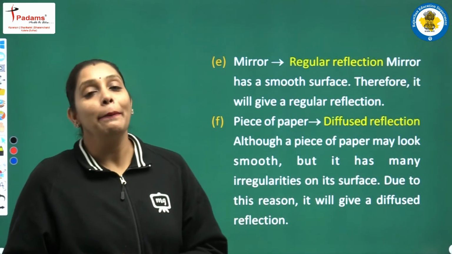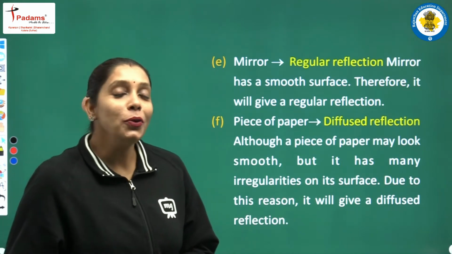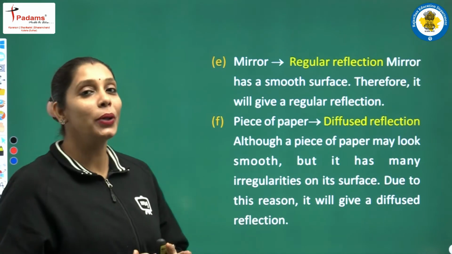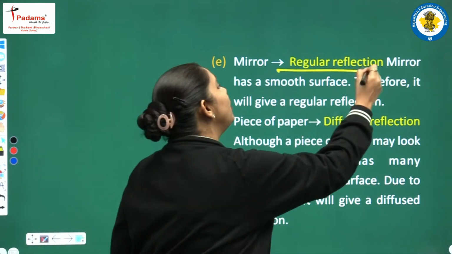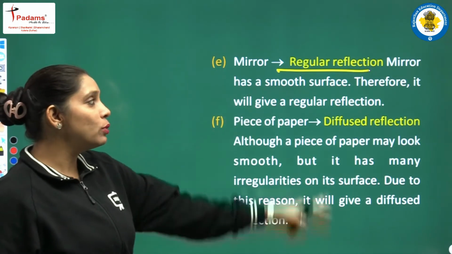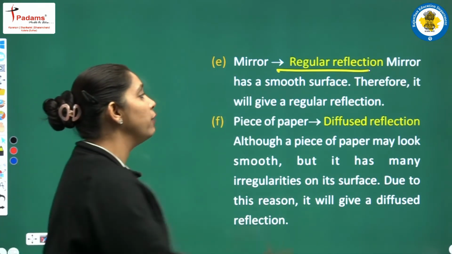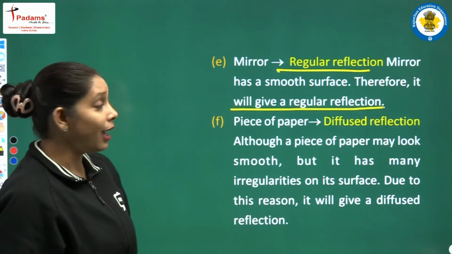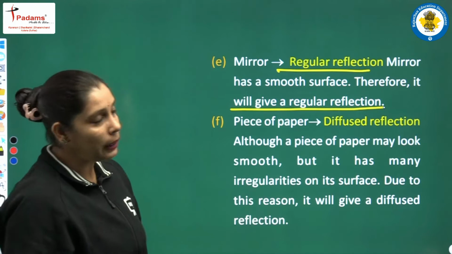Very easy. Mirror. We know that mirror is a smooth surface. Clear everyone? So here regular reflection will take place. Okay. Mirror has a smooth surface, therefore it will give a regular reflection. And the last one, piece of paper.